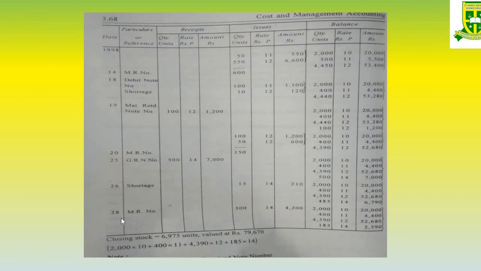And on 28th there is one more issue. How much are you issuing? 300. So from last in first out, from the last stock I have to issue. From 485 I am issuing 300. So the balance is 185, 14, 185 into 14, which is 2590. So at last I have 4 stocks available with different prices. Just add the quantity column and the amount column alone, because the rate per unit is different. So at last I have a closing stock of 6,975 units with a worth of 79,670.